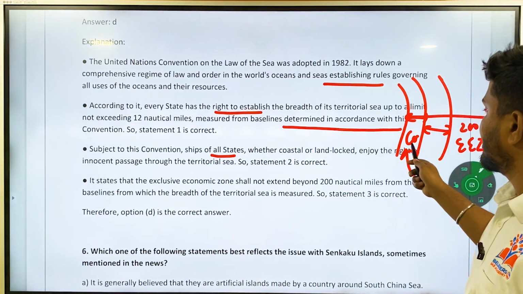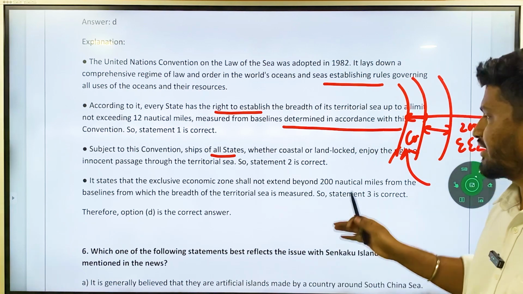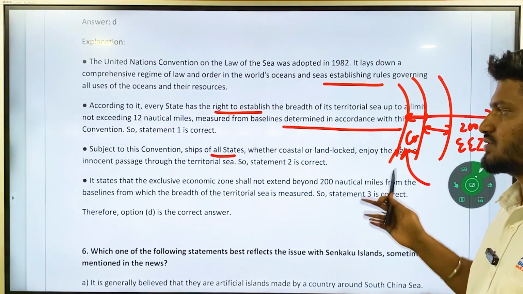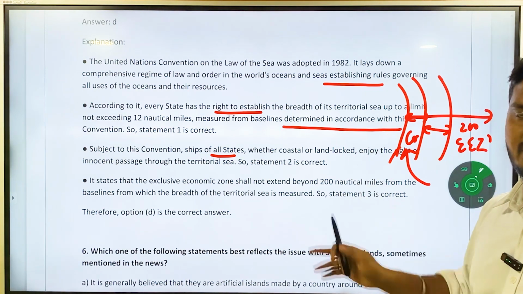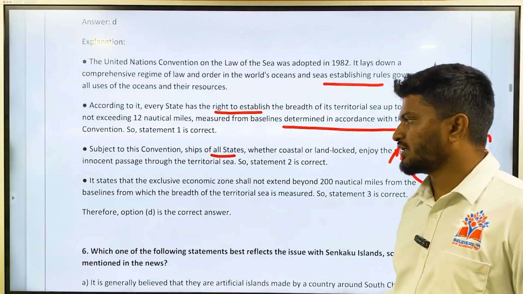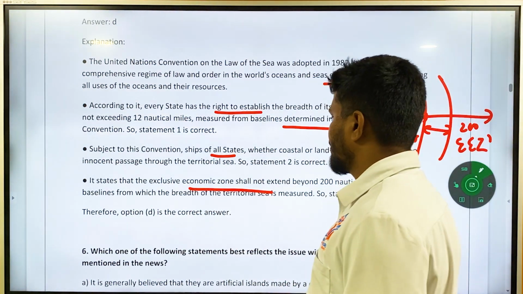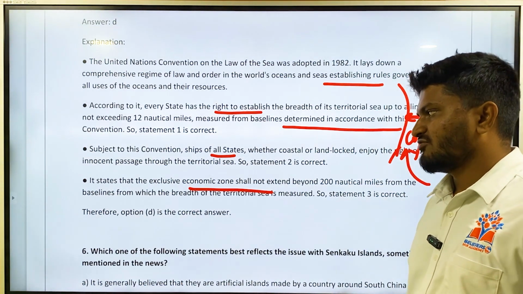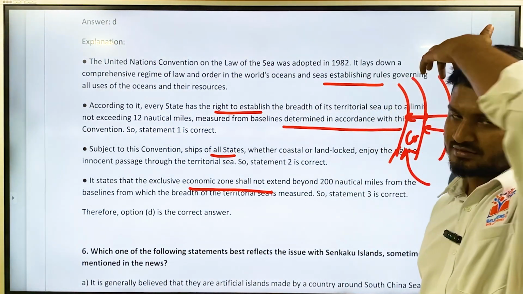However, the host country, or the country which has the territorial waters, has the right to tax those vessels which are passing through the territorial water. Okay, so it states that the exclusive economic zone shall not extend beyond 200 nautical miles from the baseline from which the breadth of the territorial sea is measured.